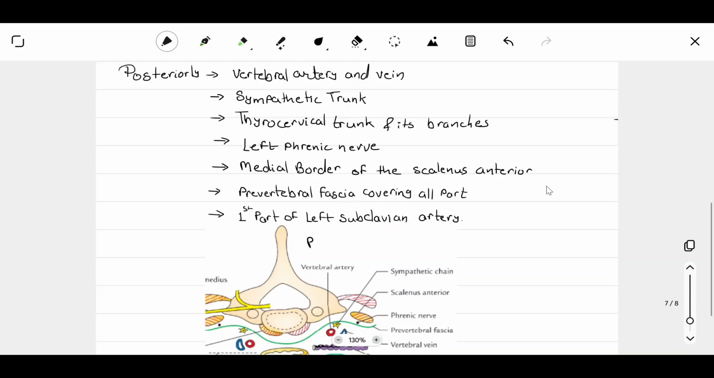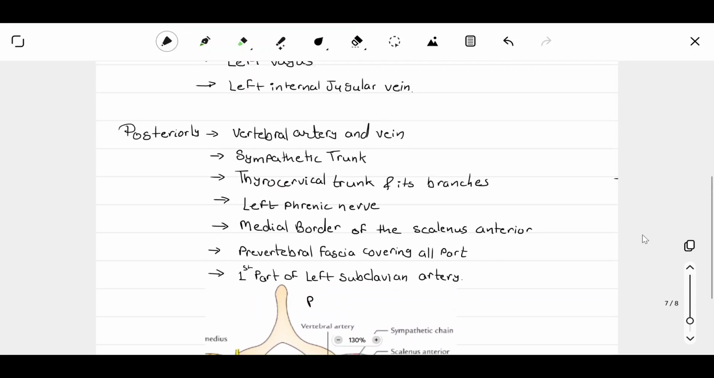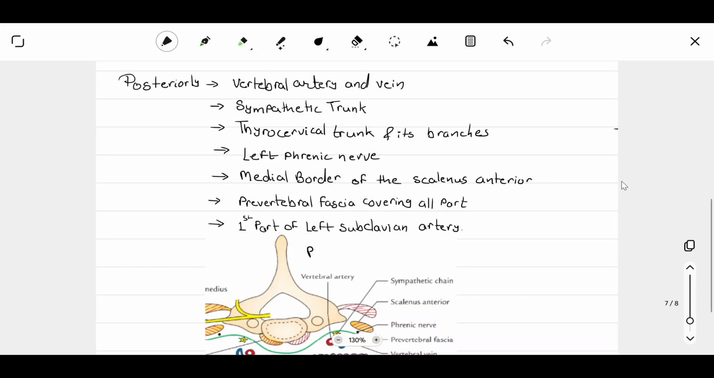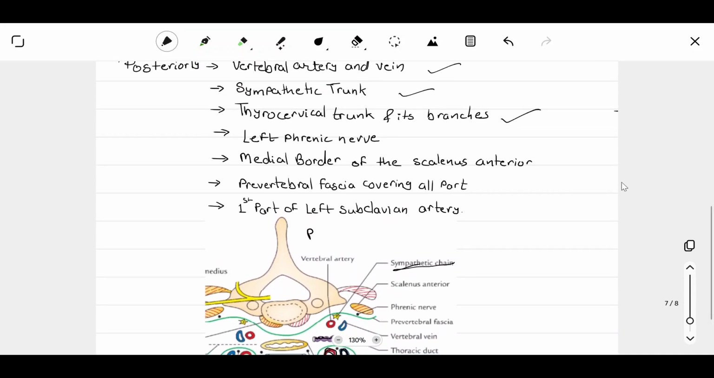Posteriorly, I have vertebral artery and vein. This is my vertebral artery and vein. This is sympathetic chain. This is prevertebral fascia. This is phrenic nerves, scalenus anterior muscle. All this forms the posterior relations of thoracic duct at the level of neck. So done with vertebral artery, vein, sympathetic trunk, which is sympathetic chain, thoracocervical trunk and its branches. I think this is not shown in this diagram.